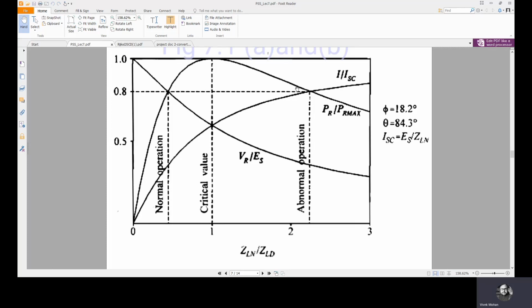Now here you can see the abnormal operation. Beyond this point, the system moves to abnormal operation, which means very high currents through the line, which may be at the verge of hitting the maximum current carrying capability of the line or of the system itself. And beyond this point, the received power is very less when compared to the sending end power that is transferred. Efficient power transfer is not there beyond this point. So this is considered as the abnormal point.